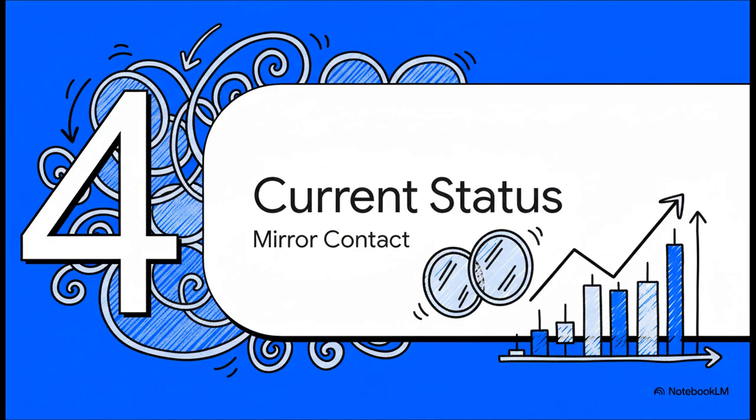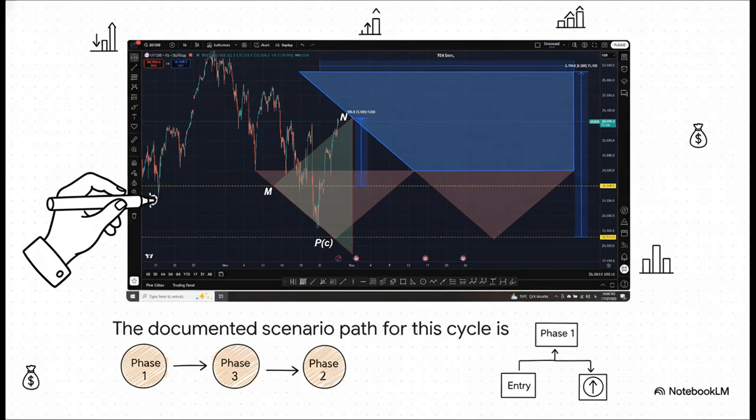And that brings us right up to the current status of the cycle as recorded in the source material. The phase we're in now is identified as mirror contact. So let's take a look at what the documentation shows for this stage. Looking at the updated chart, the sequence of events becomes really clear. The documented path for this particular cycle went from phase 1 straight to phase 3 and has now entered phase 2.